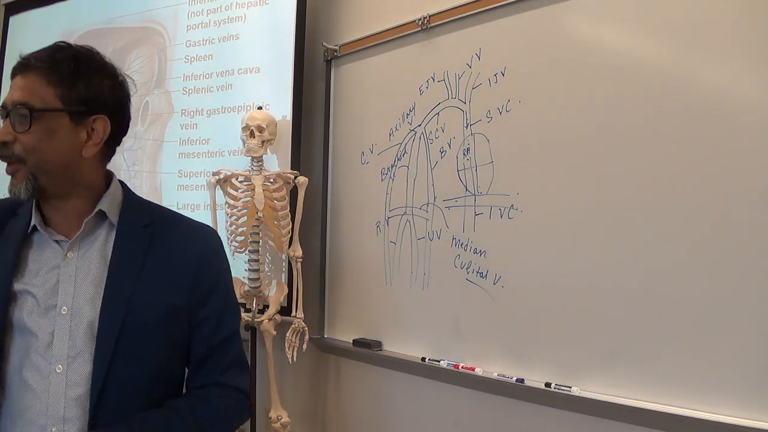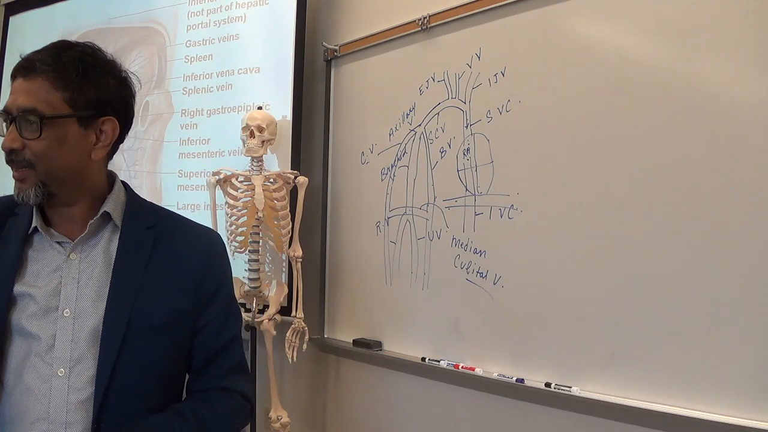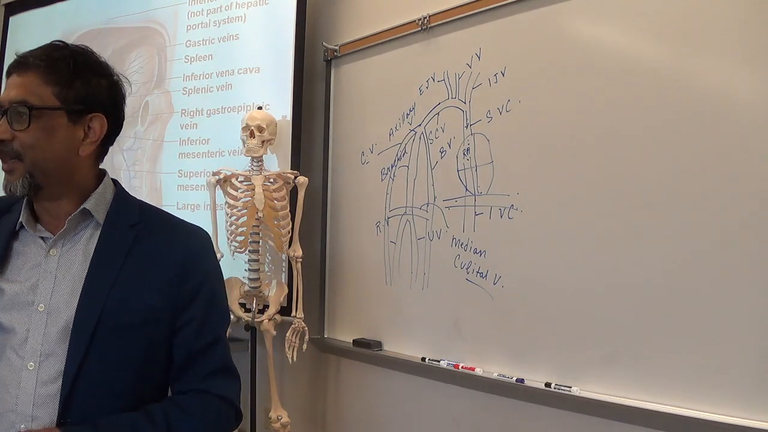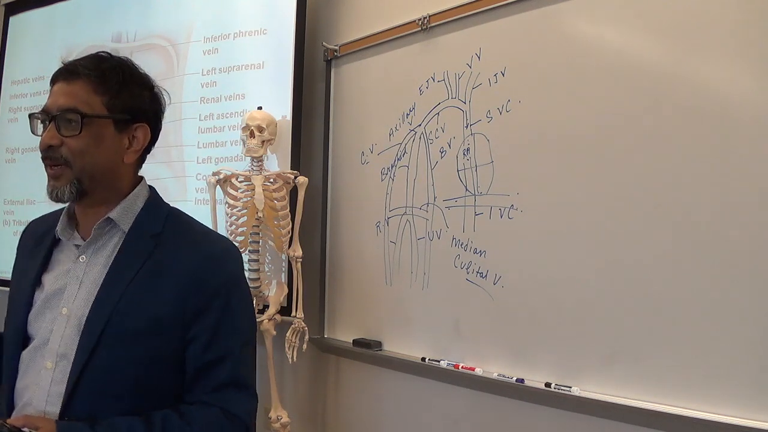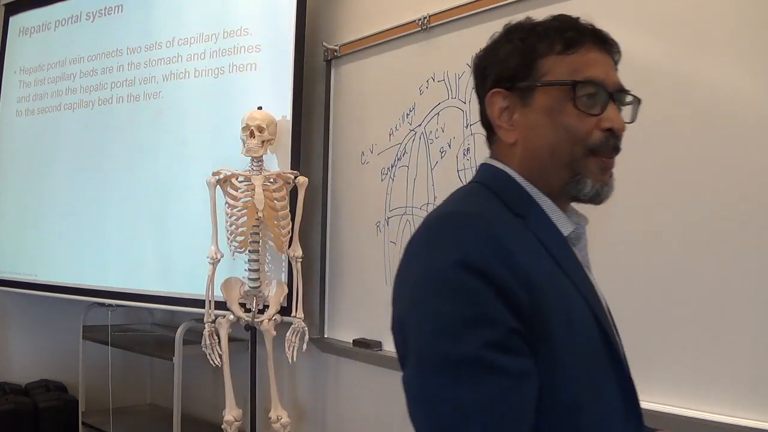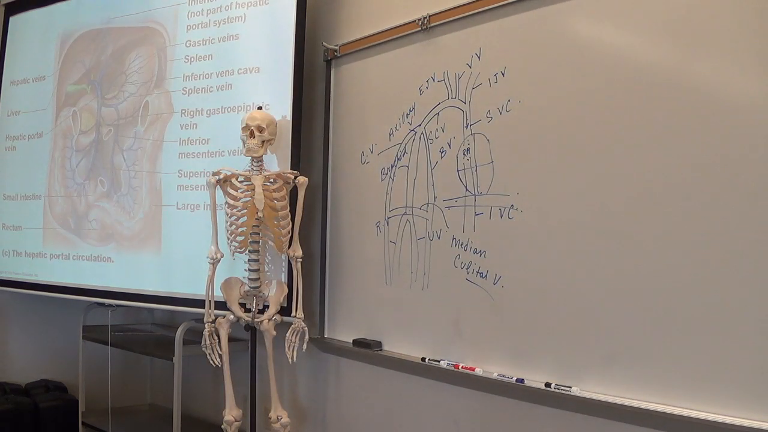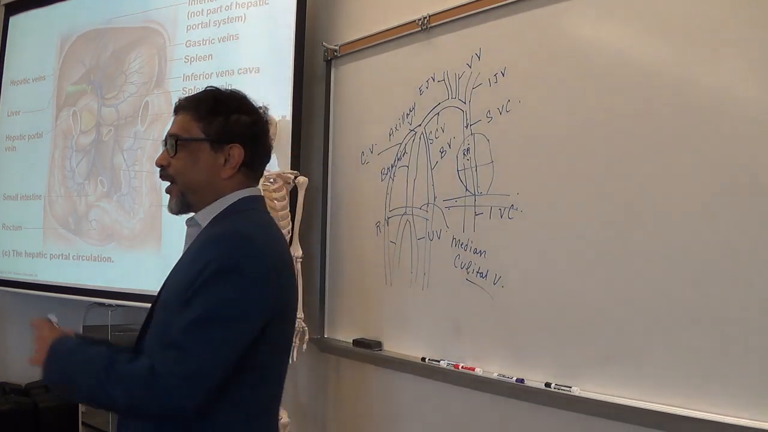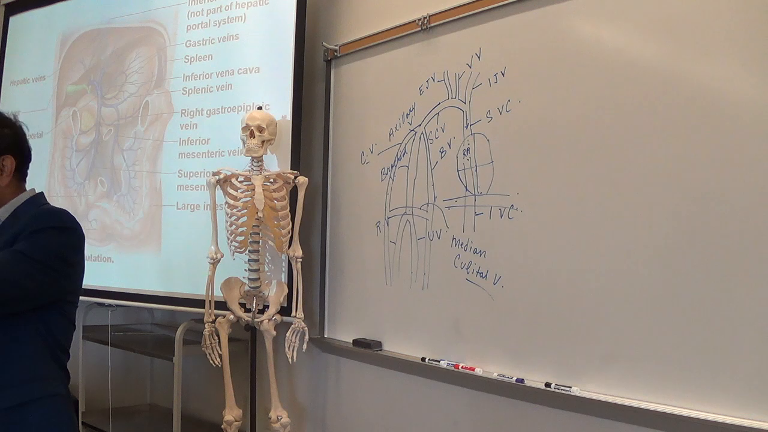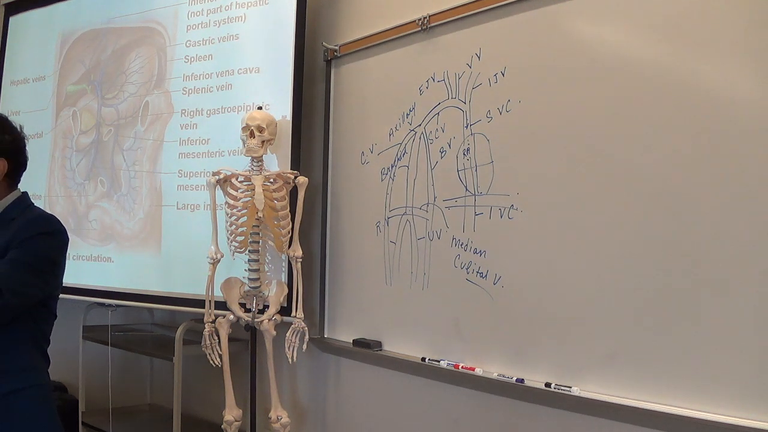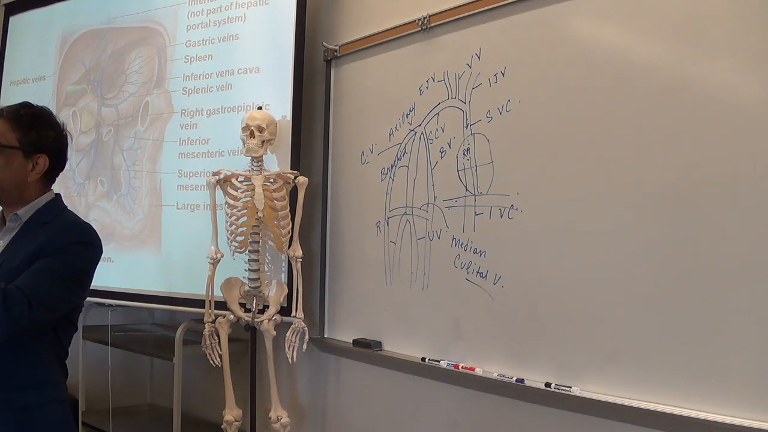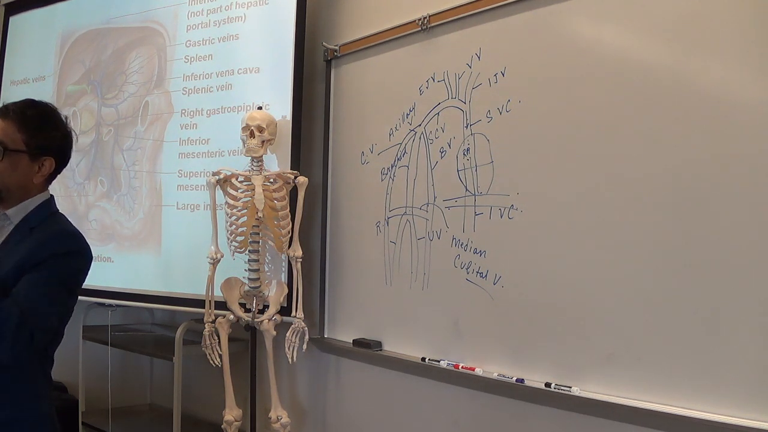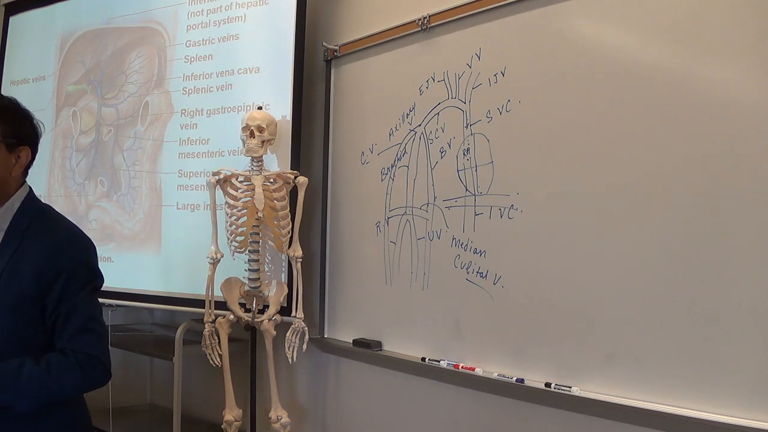So hepatic vein and hepatic portal vein are the same or different? Different, right? This is hepatic portal, and hepatic you have seen here, right? That's a different one. So the hepatic portal vein, which is also known as the portal vein, receives blood from where? Stomach, small intestine, large intestine, right? And from these areas, what kind of blood is taken to the portal vein?